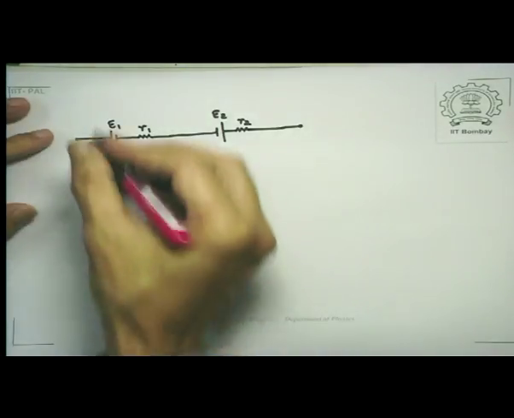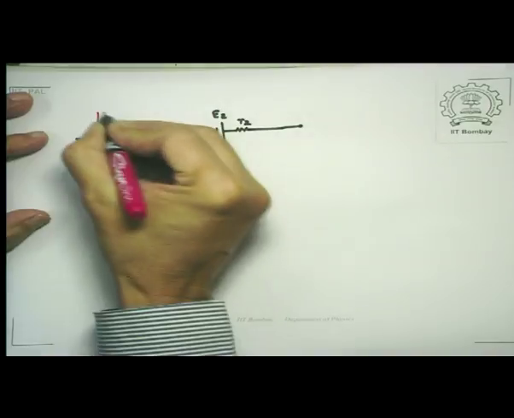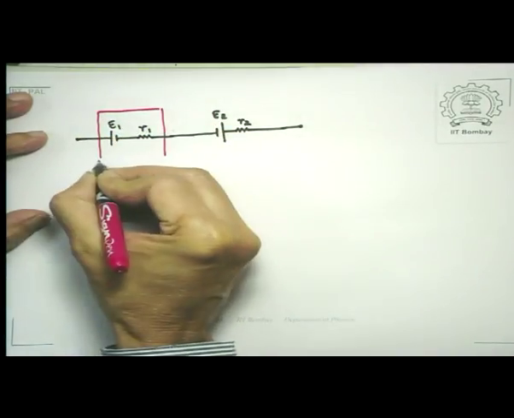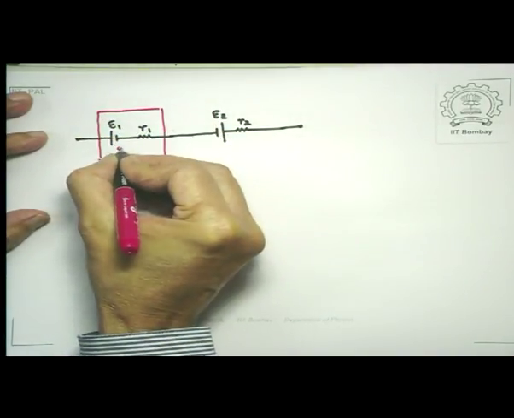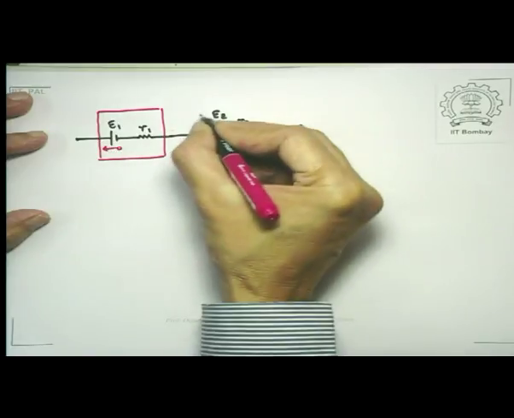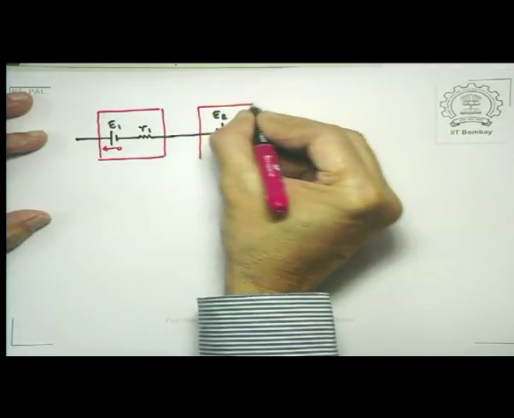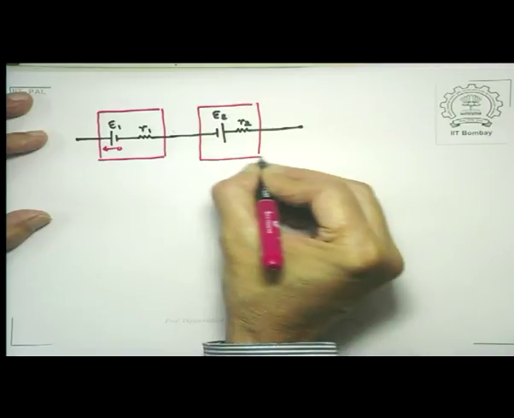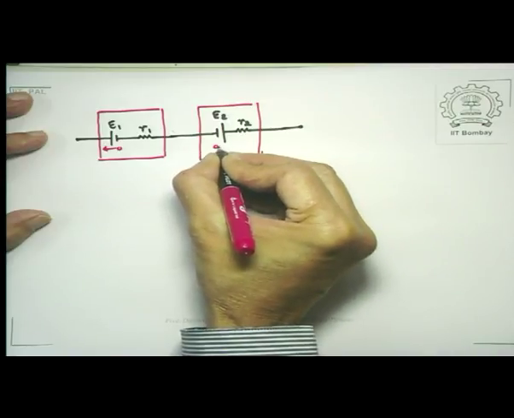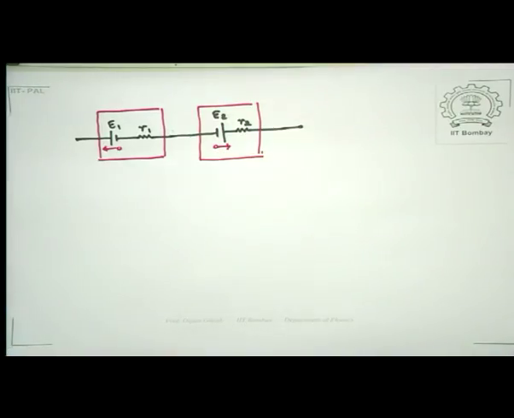So let's give the same type of notation as we have been giving for the battery. So this is the seat of one EMF, and this is directed like this, and this is the seat of the other EMF, where it is directed like that. So let's look at what happens in this case.